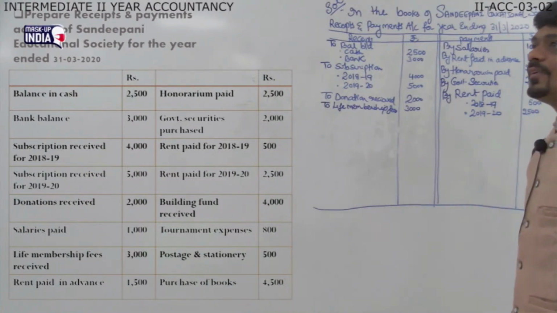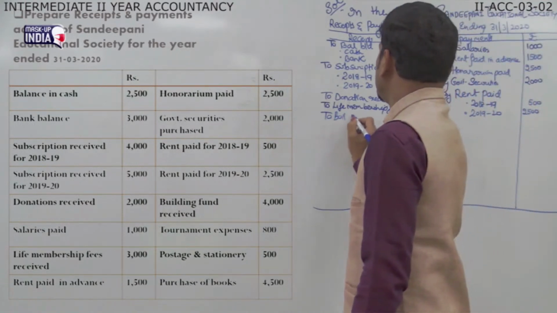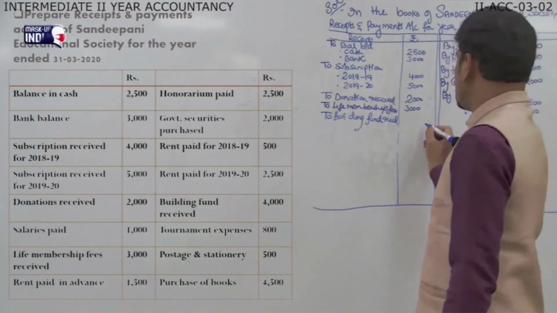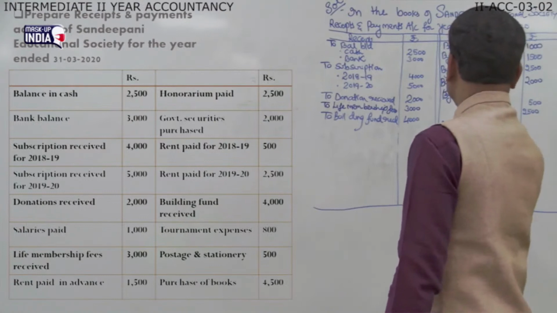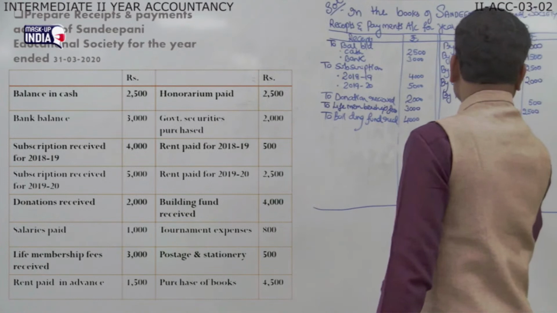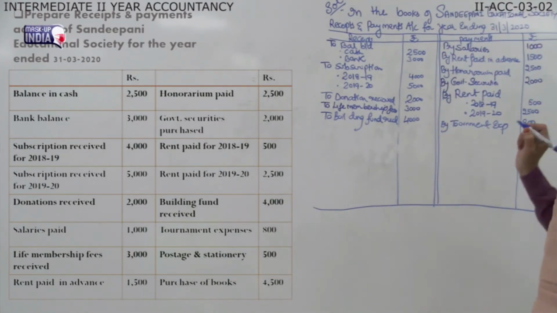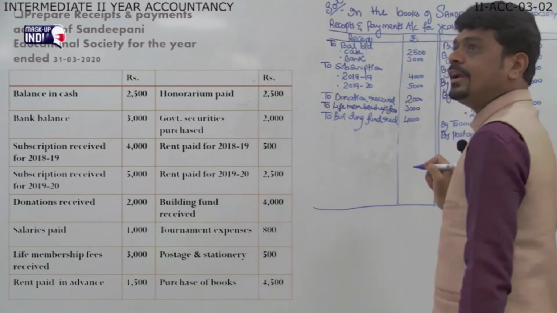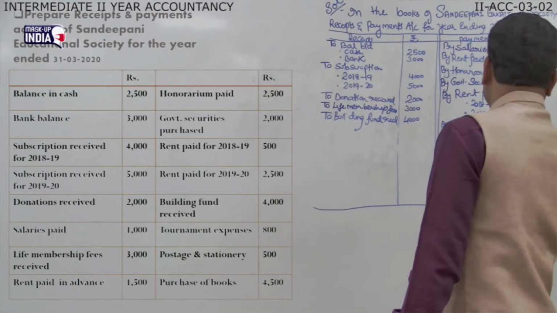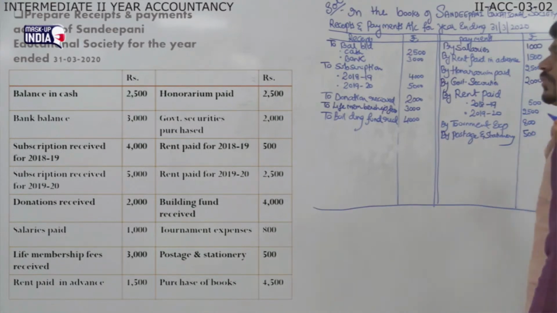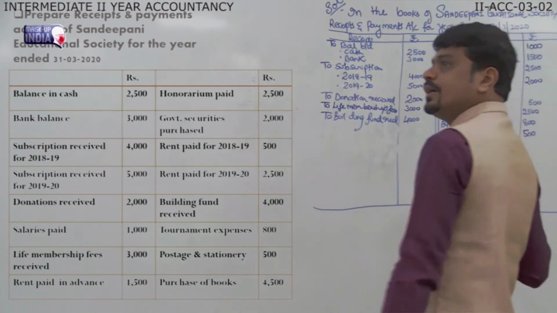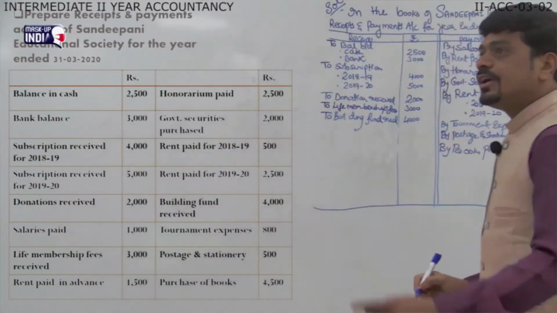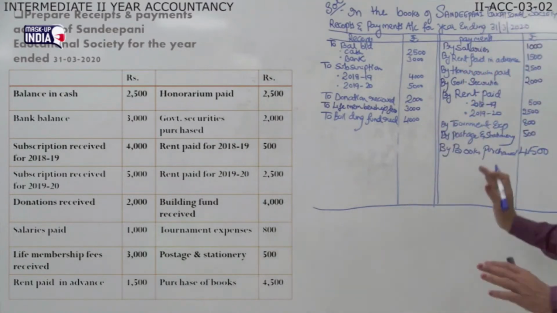Then building fund received. So receipt. To building fund received 4,000. Then tournament expense payment. By tournament expense rupees 800. Then postage. Postage is a payment. Expenditure it is. So a payment. By postage and stationery, they gave how much? 500. And then they gave us purchase of books. Purchase of books are again payment. So by books purchased, 4,500.